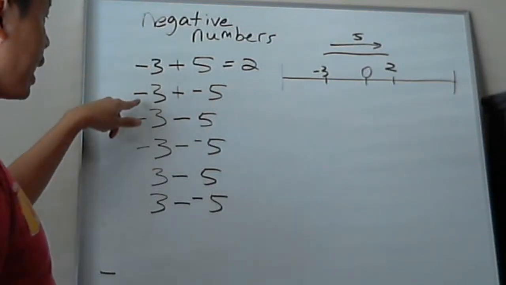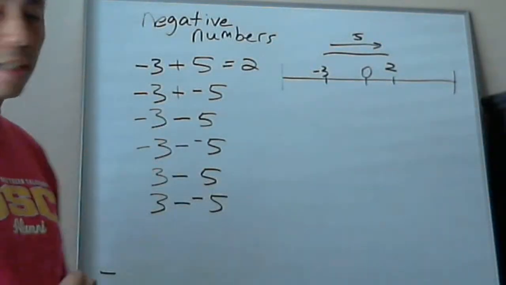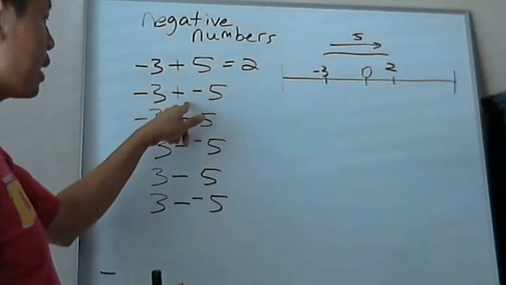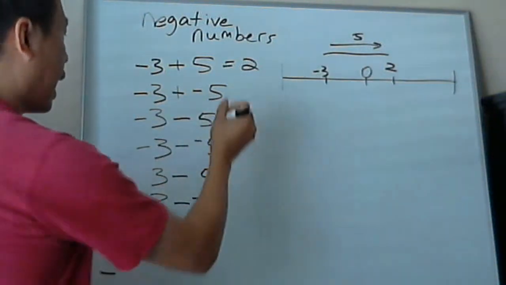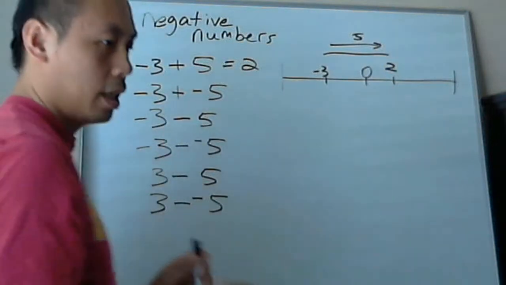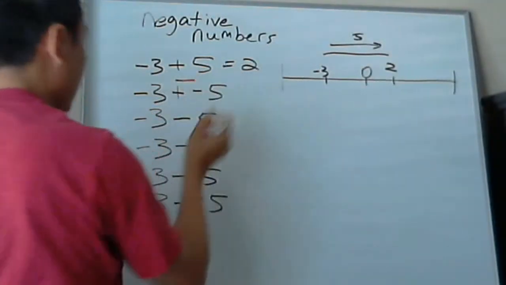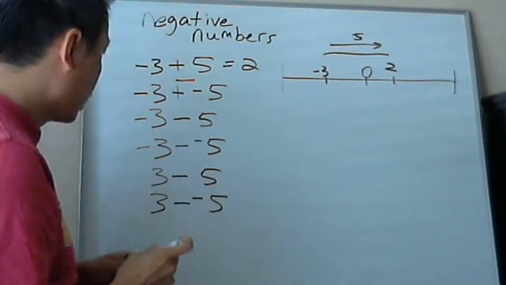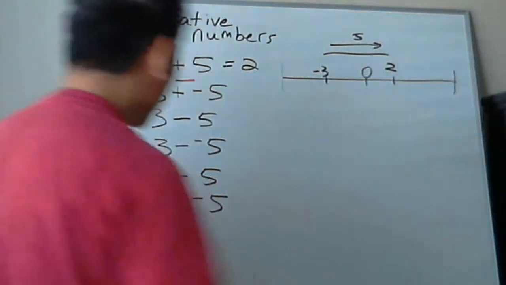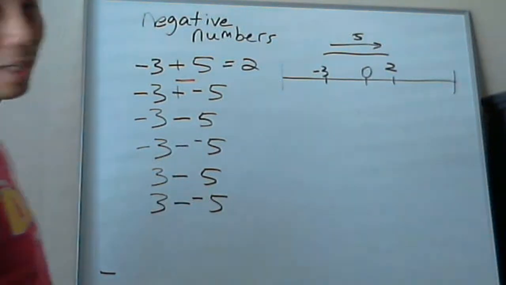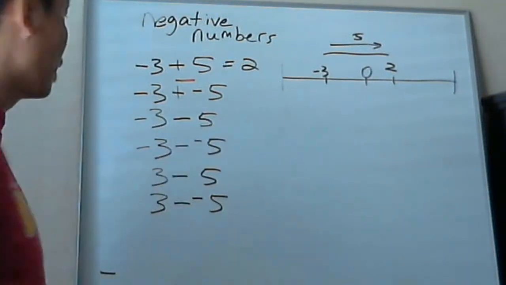The second one is -3 plus -5. So how do you interpret that? Well, plus negative 5 is actually the same thing as minus 5. It's the same thing, -3 minus 5. Later on, you'll see in algebra, you don't really write plus negative anymore. You always write minus. Always try to get people out of the habit of writing plus negatives.